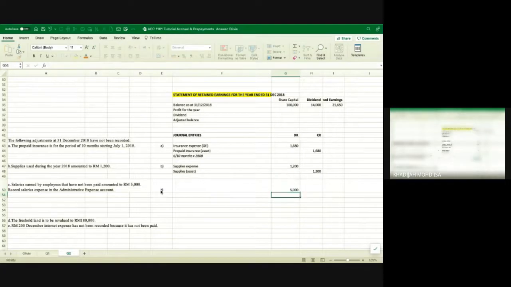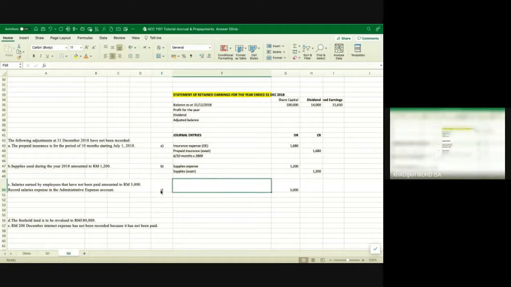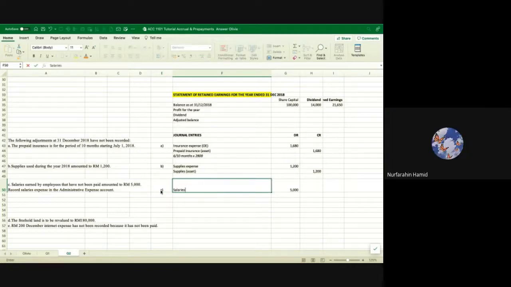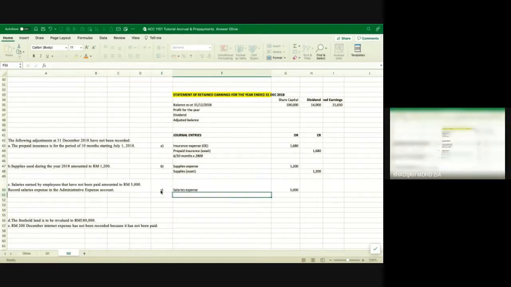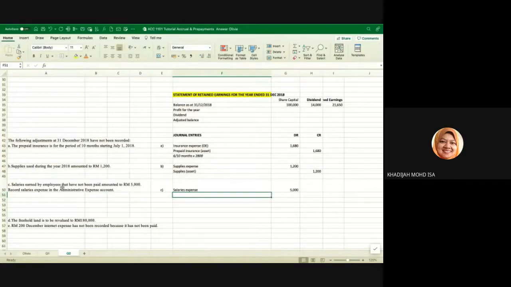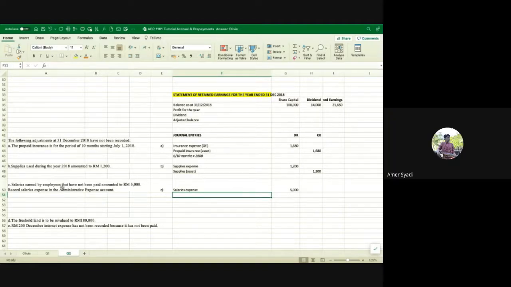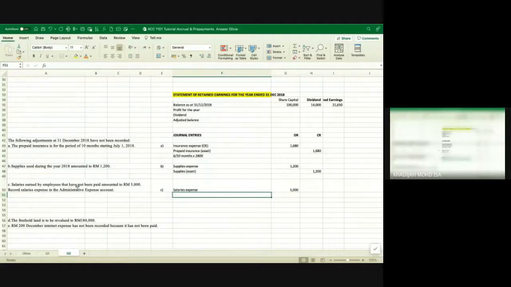Okay, but what's the account? Salary expense, right? Say that salary earned by employees. The word is earned. This one not earned by the company, earned by the employees. So it means that it's a salary. So have you paid the salary? No. Right? Because they say that have not been paid.